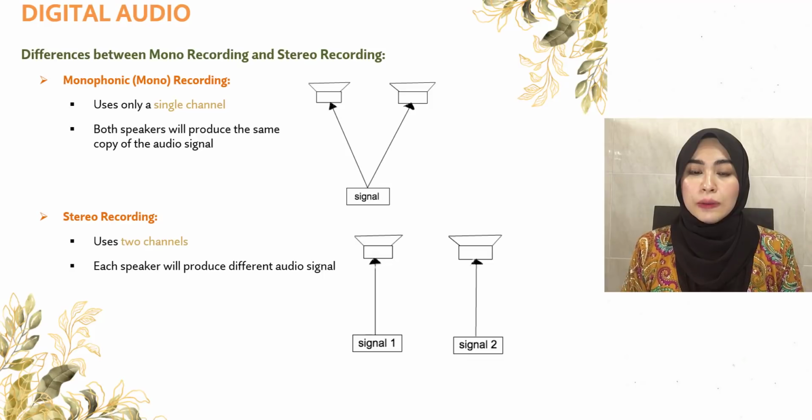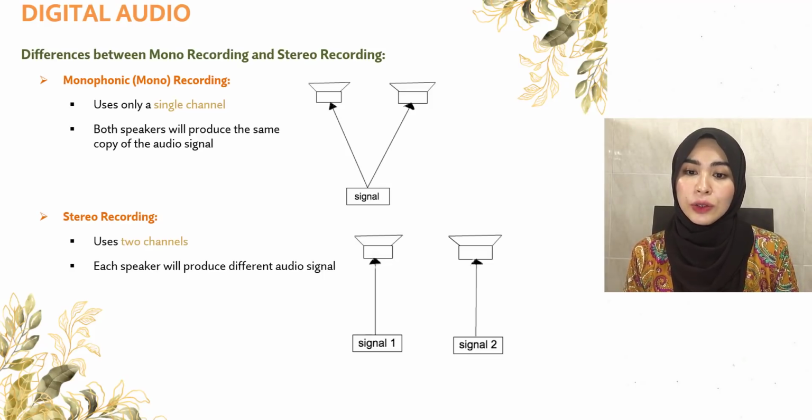Now when we produce a digital audio, there are 2 kinds of digital audio that you need to know, which are mono audio and stereo audio.